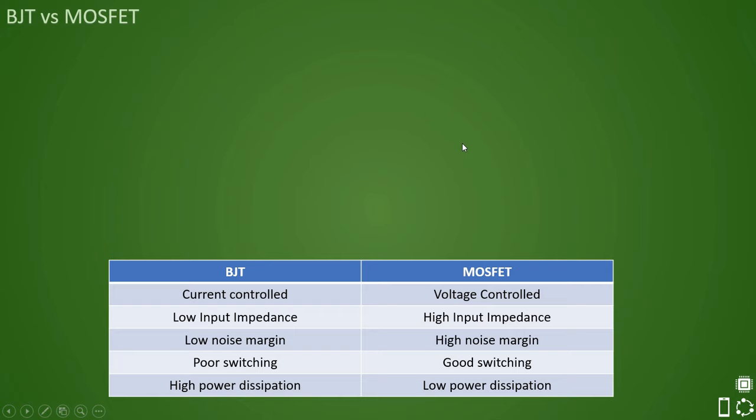Now let's see some basic differences between BJT and MOSFET. Though the topic might seem very boring or pretty basic, it is very important and cannot be left out. If you already know, then it is great. And if not, then no problem. Here is a quick coverage of the topic.